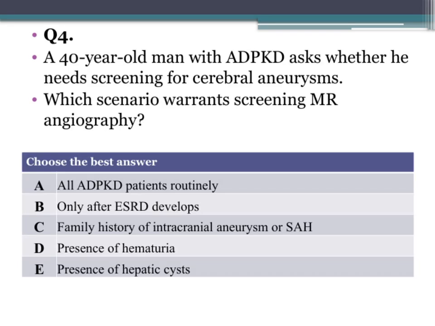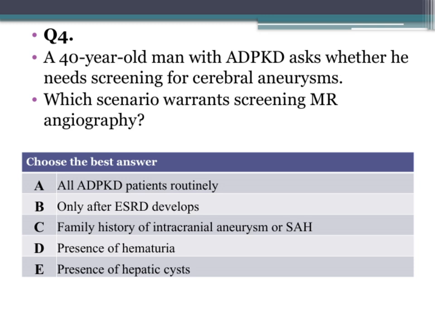Let's talk about when we should consider screening for cerebral aneurysms in patients with ADPKD. As you can see on this slide, the question is, which scenario warrants getting a screening MR angiography? The first option, all ADPKD patients routinely, might sound like a good idea, but in reality, we don't recommend universal screening for everyone. Instead, we focus on specific risk factors. The second option, only after ESRD develops, isn't ideal because aneurysms can be present before kidney failure. So waiting until ESRD might miss the opportunity for early detection.